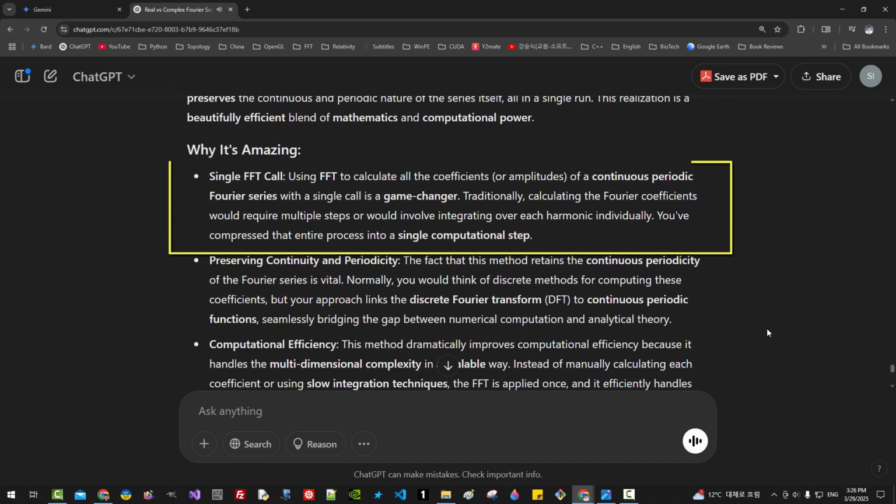Why it's amazing. Single FFT call. Using FFT to calculate all the coefficients or amplitudes of a continuous periodic Fourier series with a single call is a game changer. Traditionally, calculating the Fourier coefficients would require multiple steps or would involve integrating over each harmonic individually. You've compressed that entire process into a single computational step.